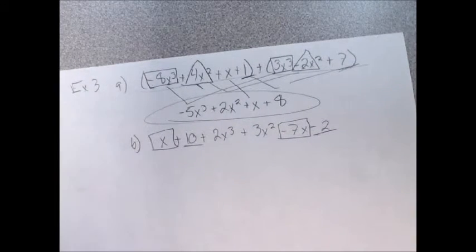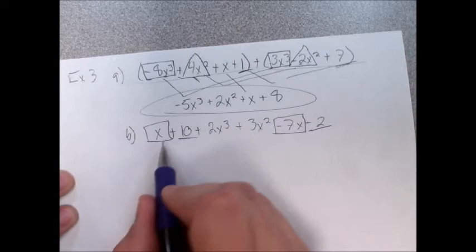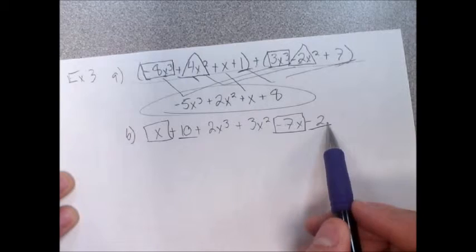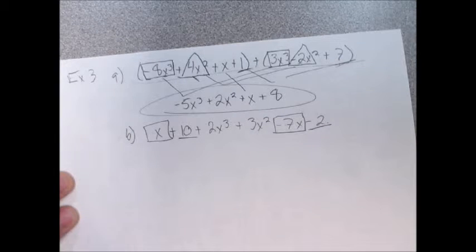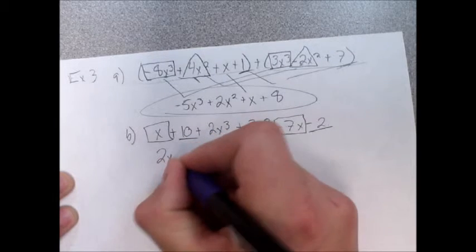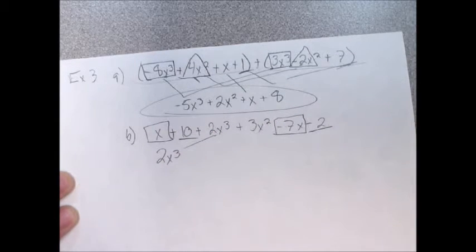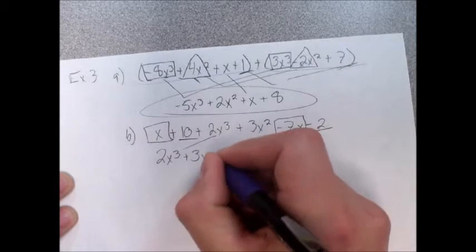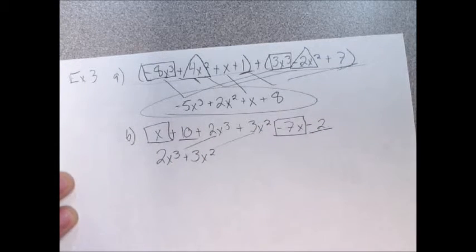Okay, order of magnitude says I need to put which term first. And looking at this, I have 1, 2, 3, 4, 5, 6. So which term needs to go first? 2x cubed. So 2x cubed goes up front, and that just drags down because there's nothing like it. Then what's next? Plus 3x squared, and again I just dragged that one down. Next?